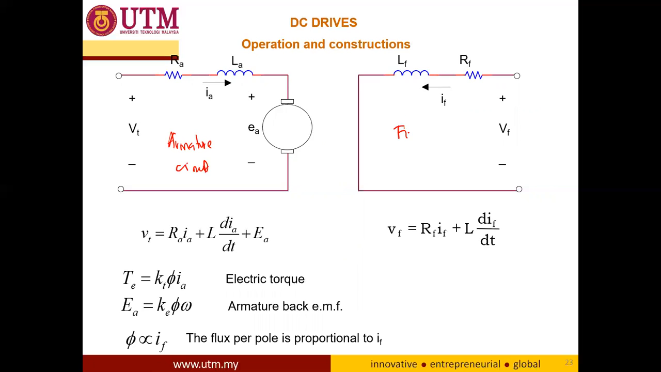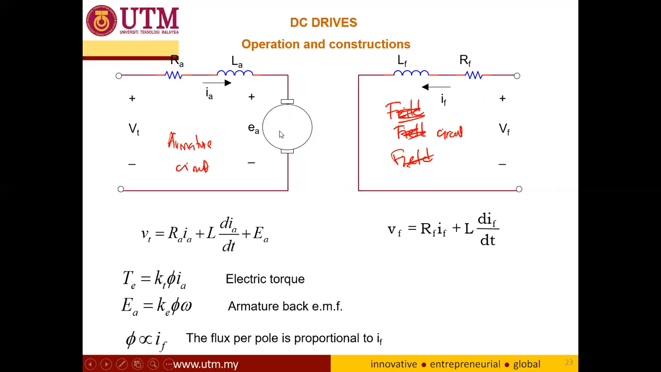and this is what we call the field circuit. So the armature circuit is the rotor part, and the field circuit, F-I-E-L-D circuit, is the stator. As you can see here, both circuits require a power supply or voltage supply. RA and LA represent the internal resistance of the winding, and LA is the inductance of the winding. LF and RF also represent the winding.